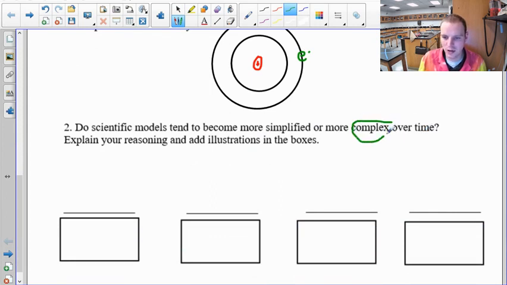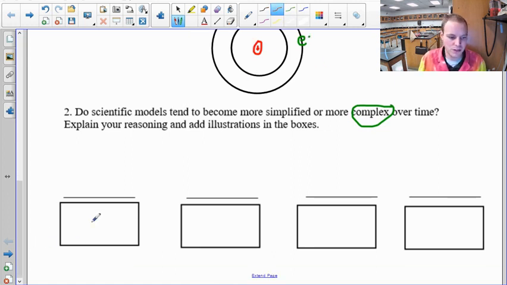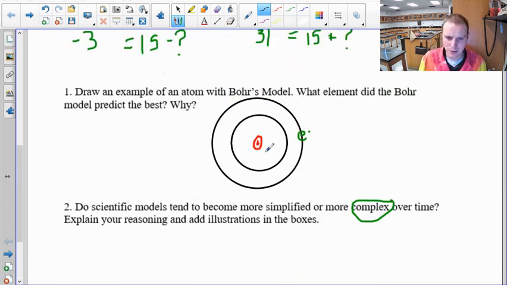Do scientific models tend to become more simplified or complex over time? Well, definitely more complex because we learn more information, and so we can add on to our models. Remember that first model was just a ball. So this is Dalton's billiard ball model, or the marble. So it's just like a ball. And then we had J.J. Thomson's plum pudding. So it's sort of like a positive pudding with little negative sprinkles in it. These are negative signs. And we end with Bohr's model here.